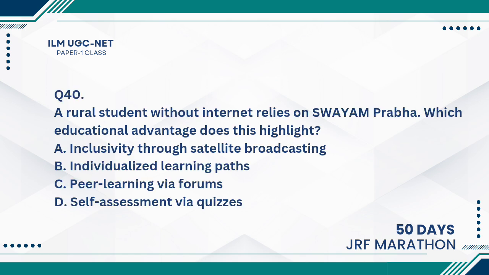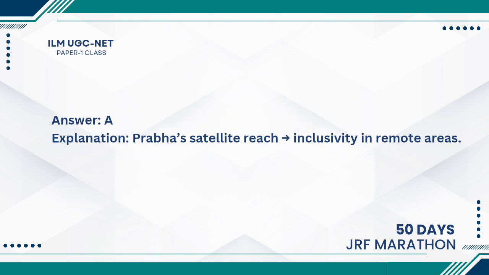Now, question number 40. A rural student without internet relies on Swayam Prabha. Which educational advantages does this highlight? Options: inclusivity through satellite broadcasting, individualized learning paths, peer learning via forums, self-assessment via quizzes. So, Swayam Prabha satellite reach shows the inclusivity in remote areas. So, that will be option A.